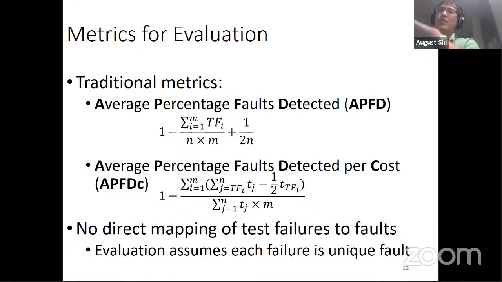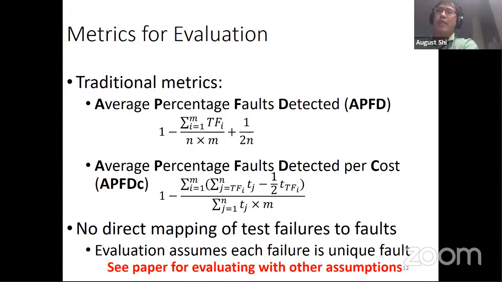So we're measuring average percentage failures detected. We do consider other assumptions, for example, that all the failures map to the same fault, but I'm not going to have time to describe that here. The paper will have our evaluation with these other assumptions.